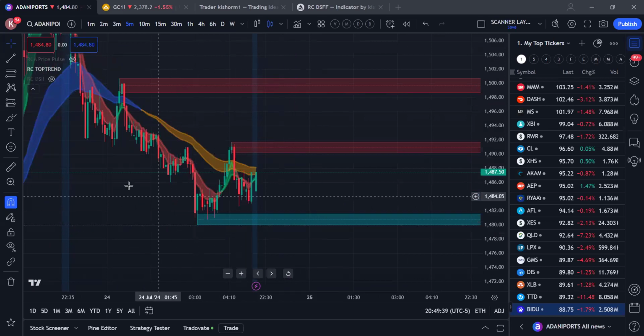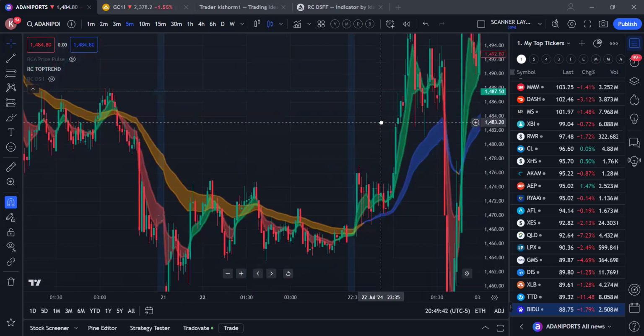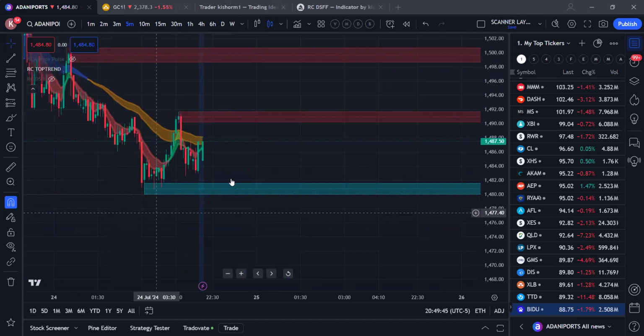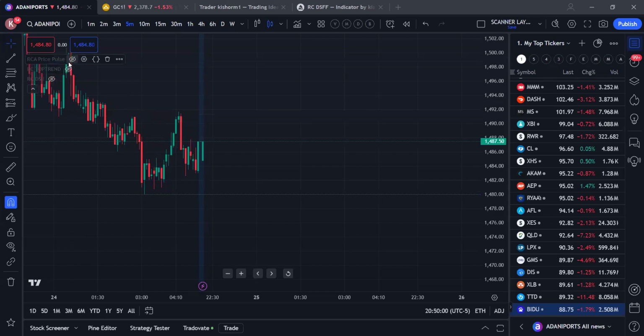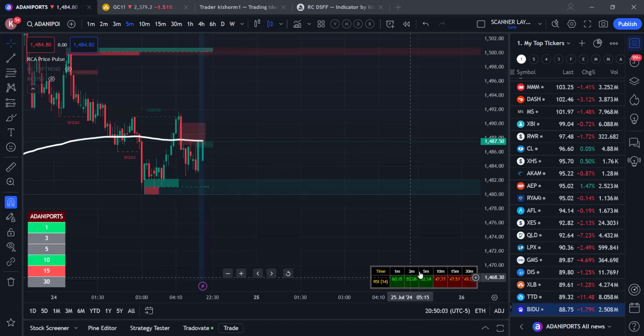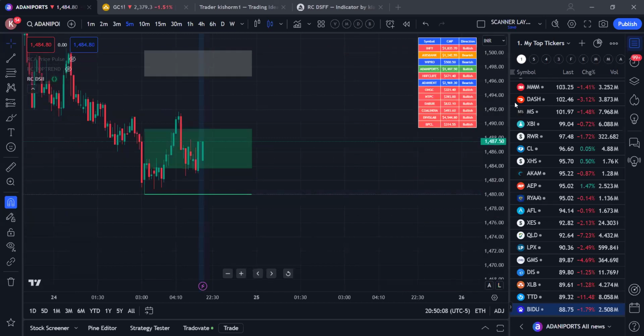This is a strong support, right? Whenever price came to that point, generally price goes up. It nearly did a double bottom here, went up. If it does one more time, that will be a triple bottom, and it can move so much higher. So your top trend is giving you confirmation. Your price pulse is showing RSI, everything. So now you found the best opportunity of the day. You can buy call, you can buy the stock.